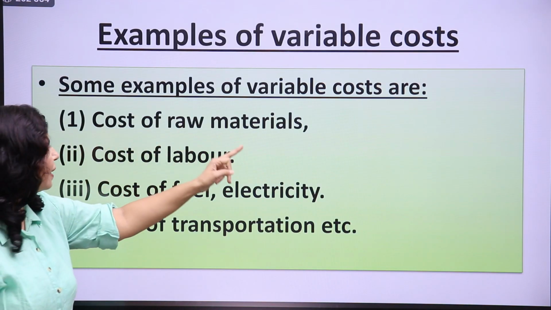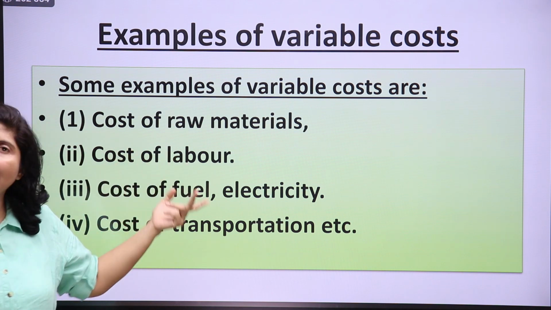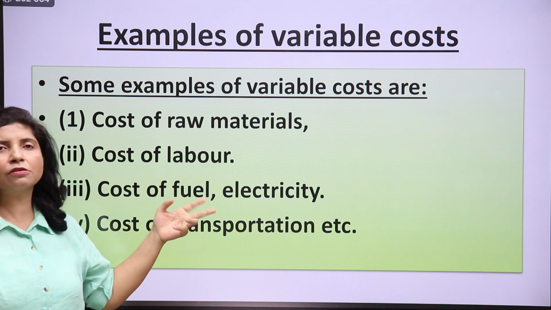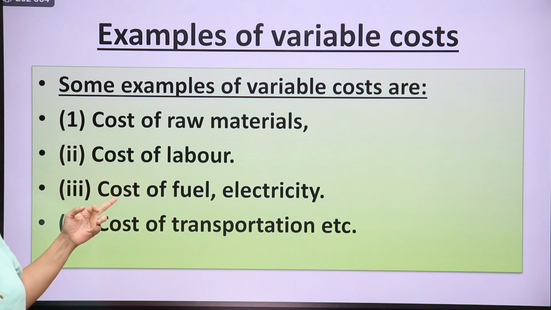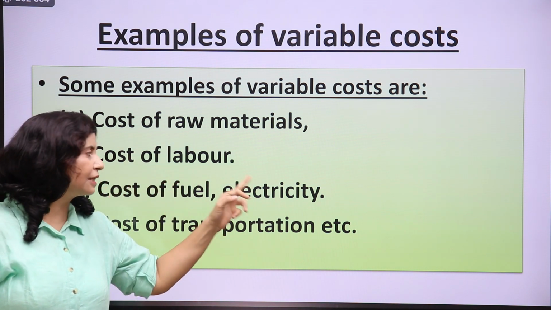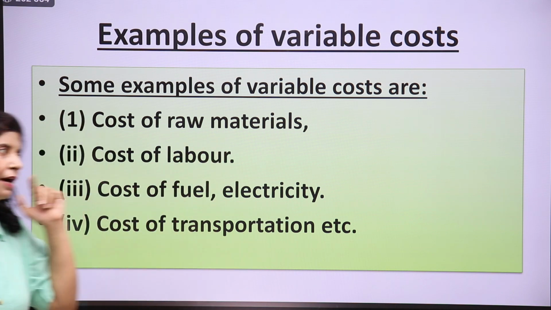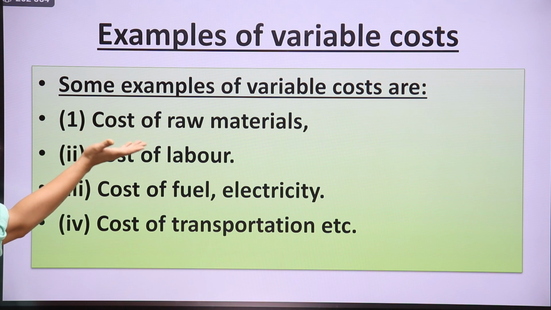These are the cost of raw materials, the cost of labor that you hire, on an everyday basis or on a monthly basis, you can have casual labor. Cost of fuel, electricity, then cost of transportation, etc. are all variable factors. You can vary. This increases with an increase in production and decreases with a decrease in production.